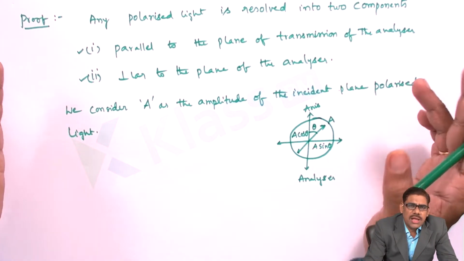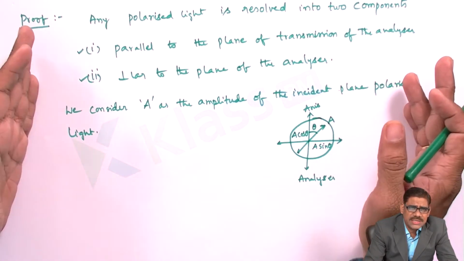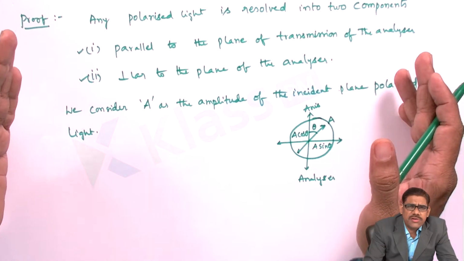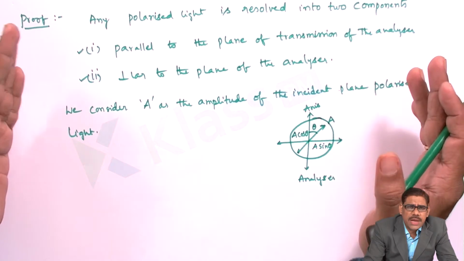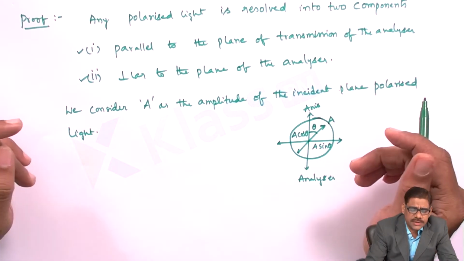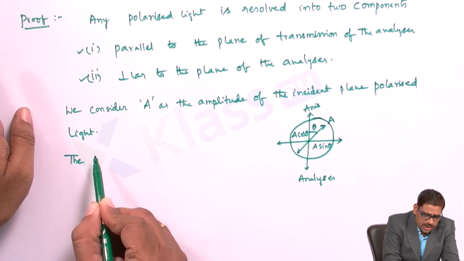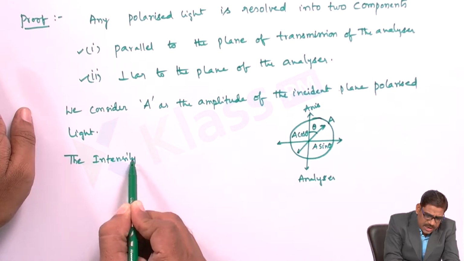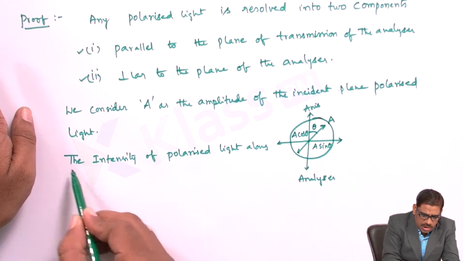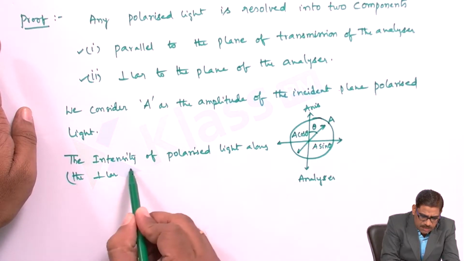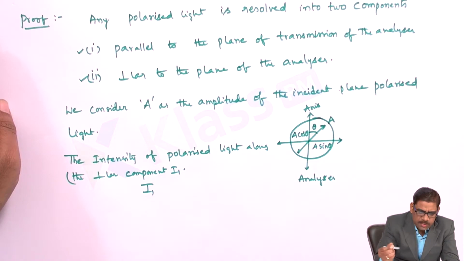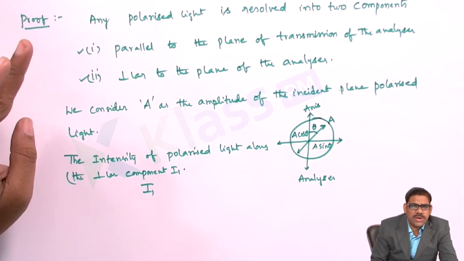Now, according to Malus's law, we are mainly talking about the intensity of the polarized light, and that intensity varies with respect to the cosine of the angle between the plane of transmission of the analyzer and the plane of the polarizer. So let us consider that point. Let us say the intensity of polarized light with respect to the perpendicular component is taken as I1.